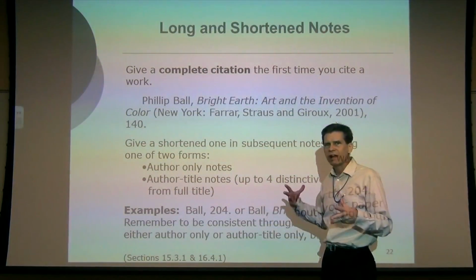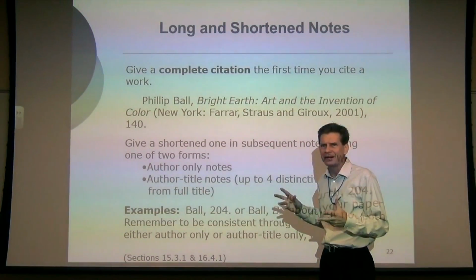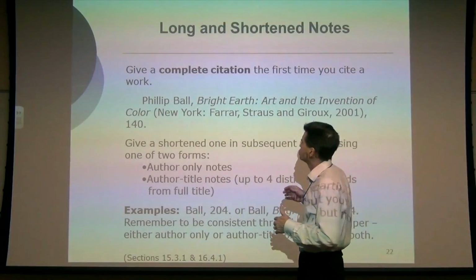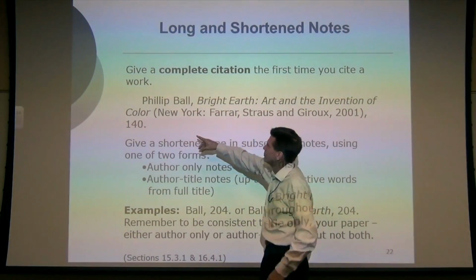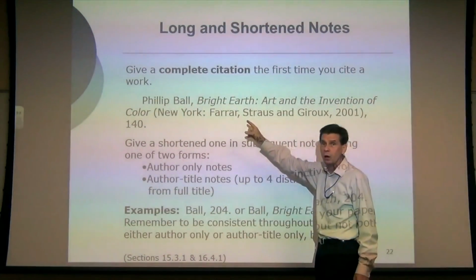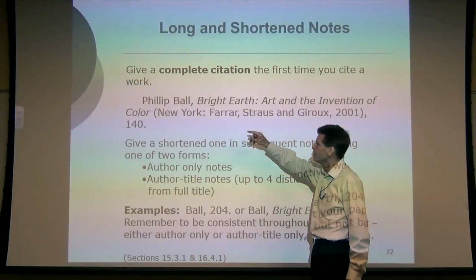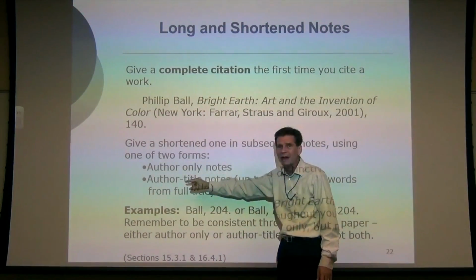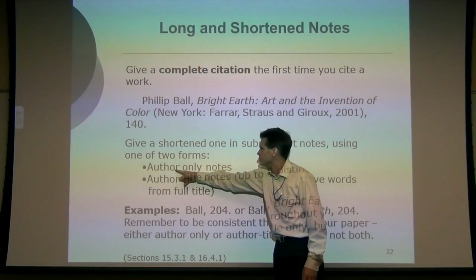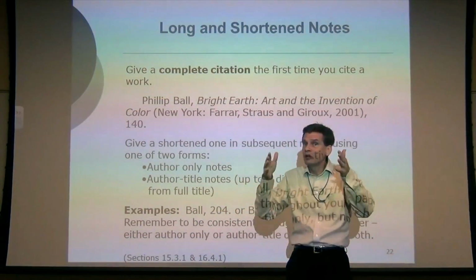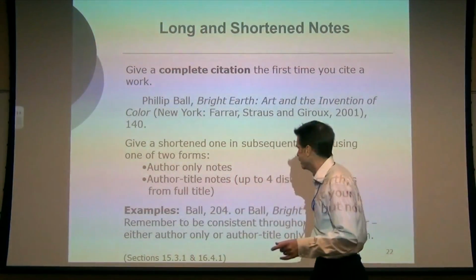They don't really want you to use Latin anymore. They prefer that you didn't. So they have something called long and short notes. The first time you come to a citation, you would cite the entire thing. This is in your notes, your endnote page. You would cite the entire material. After that, there are two ways to shorten a note. You can do author-only notes or author-title notes with up to 4 significant words from the title.